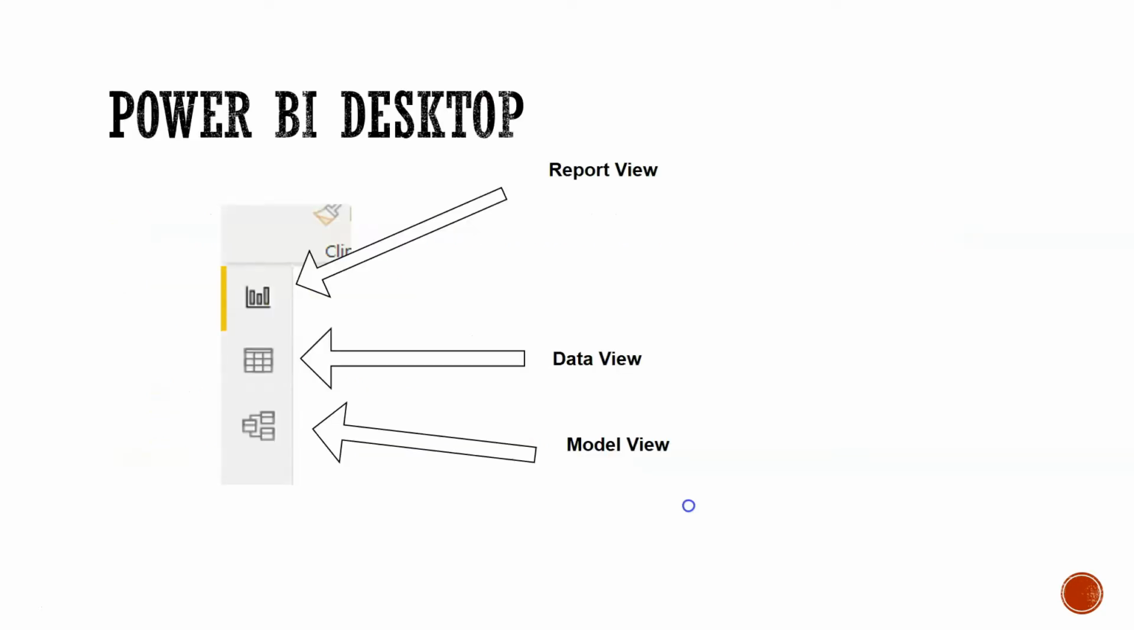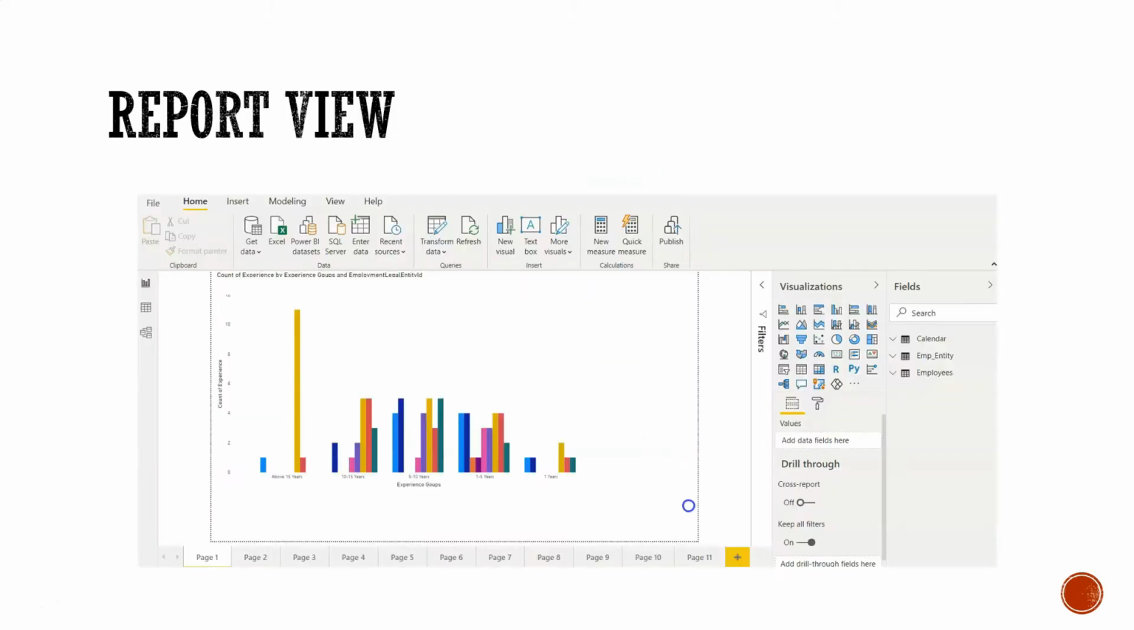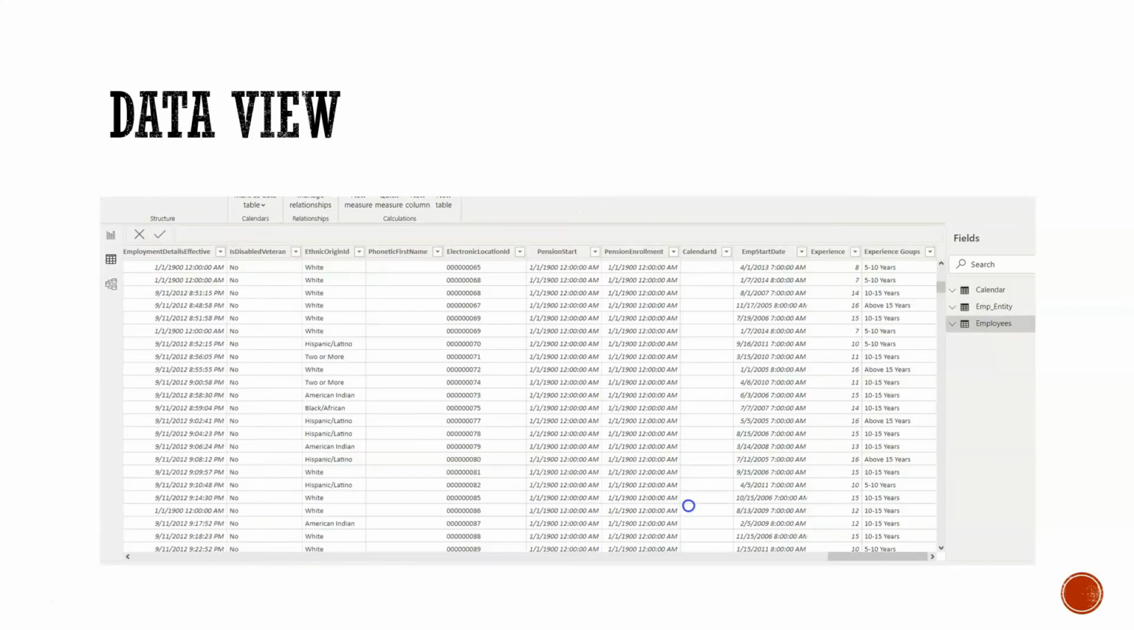Power BI Desktop has three views. First is the report view, then the data view, and then the model view. In report view, you can see the visualizations, fields, tables, graphs, and different pages. In data view, we transform data, for example change the data type, add calculated rows, create custom tables, and add measures. Everything like that we do in the data view.